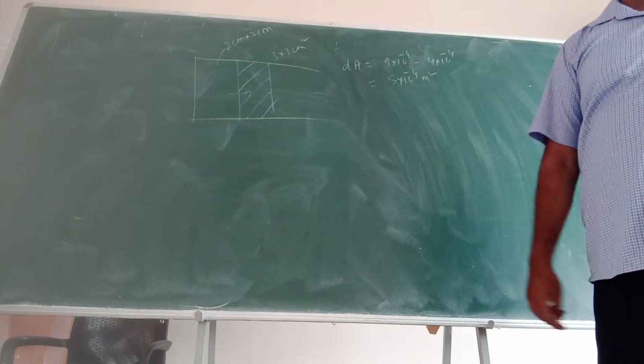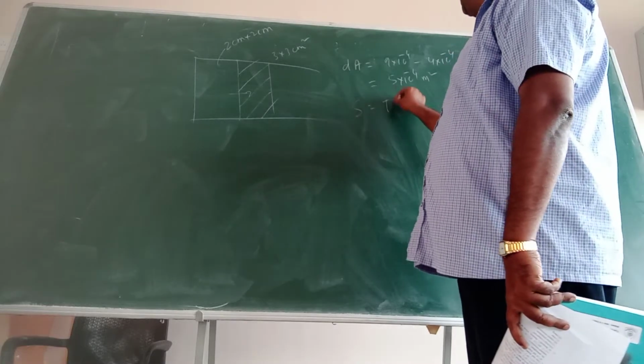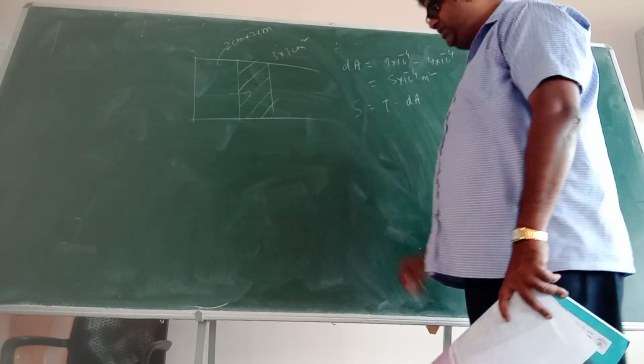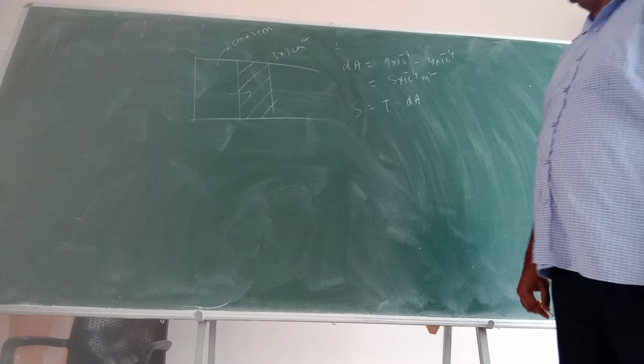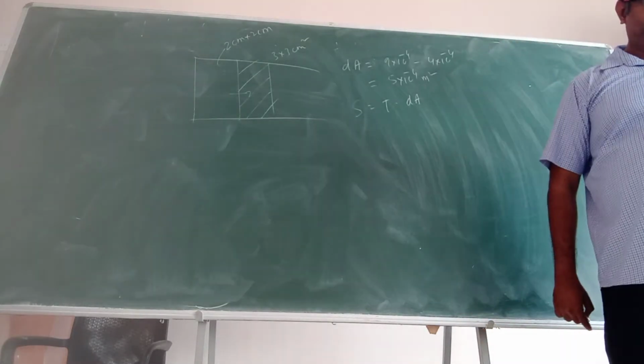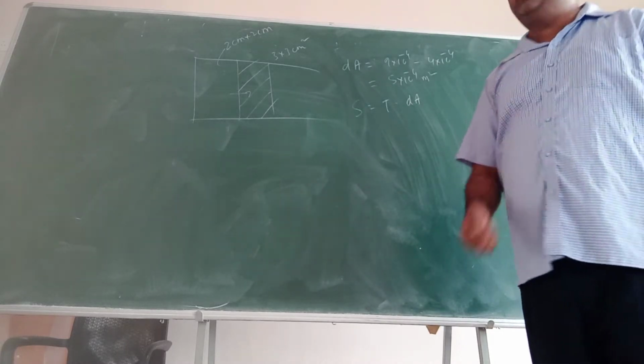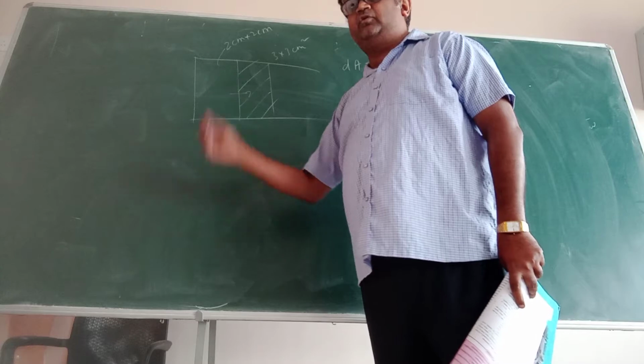He is asking what is the work done. Work done is basically asking you surface energy. Surface energy is T into dA. Okay. Now look at this. He is saying a soap film is formed. How many surfaces will the soap film have? 2 surfaces it will have. So it will have an upper surface, it will have a lower surface.